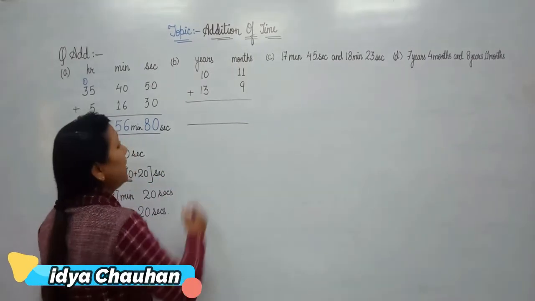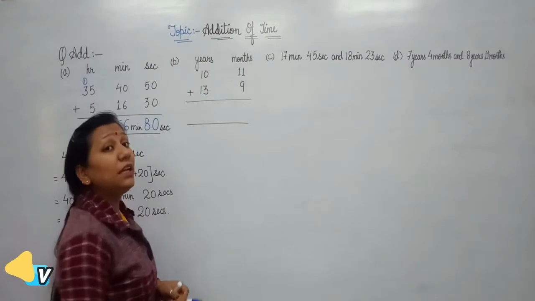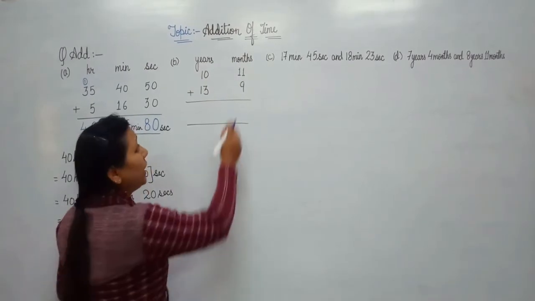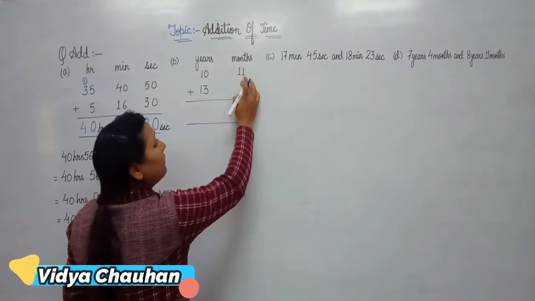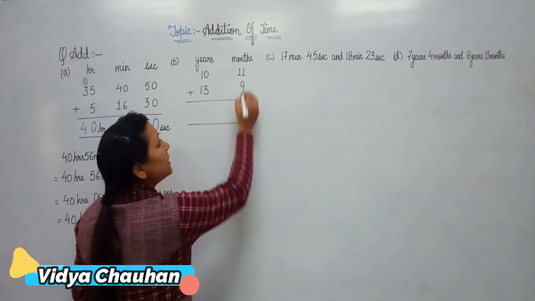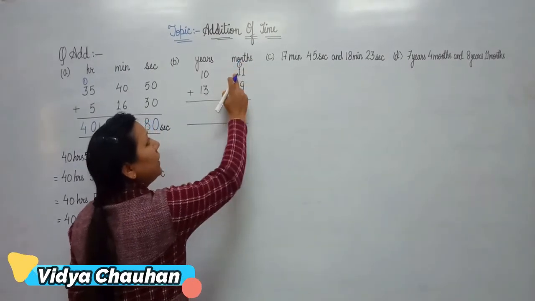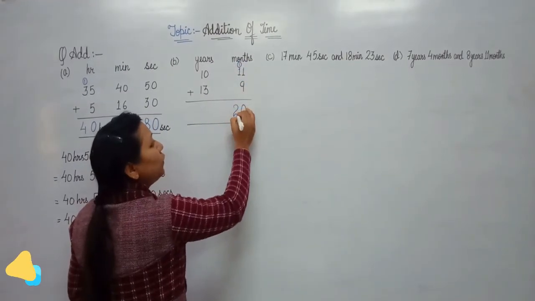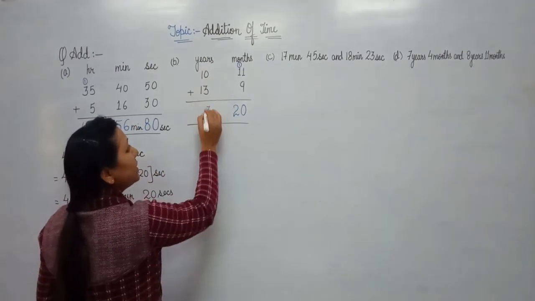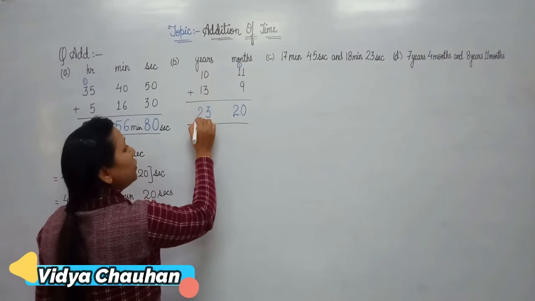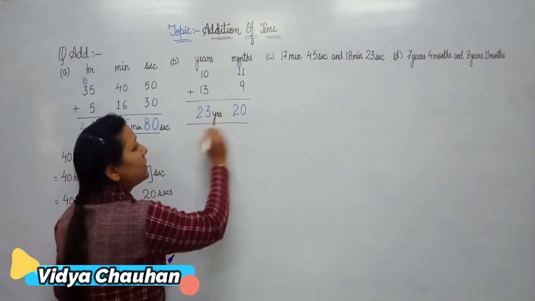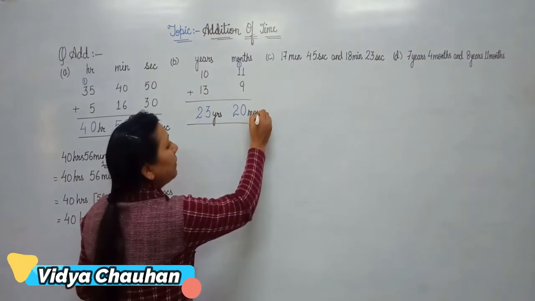The second question says you have to add the values which are given in years and months. Years and months. Okay. So now let's start adding 11 plus 9. So here I will add 9 plus 1 which is 10 plus 1 carry. 1 plus 1 gives you 2. 3 plus 0 is 3. 1 plus 1, 2. So what value you get? 23 years and 20 months.